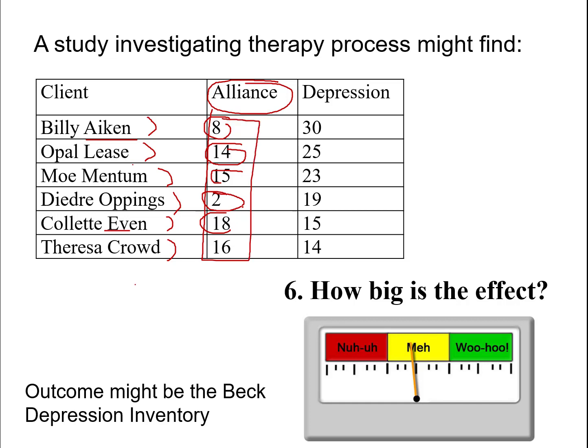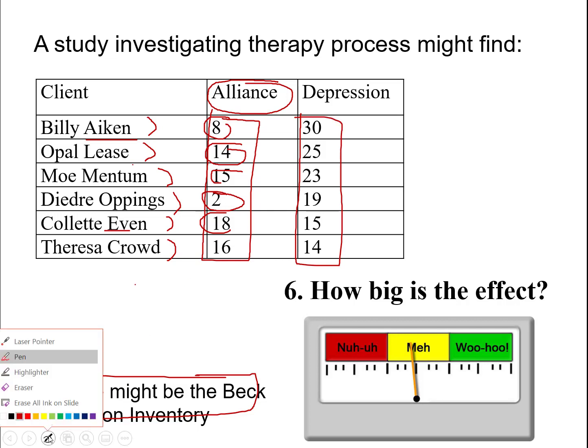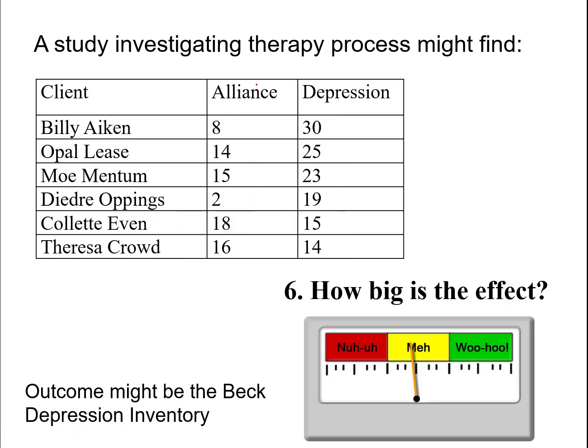And then at the end of their therapy, or maybe after a few months or something, we give them that same Beck depression inventory I mentioned to rate their levels of depression, and we get their score of depression. And so now we have this data here, and we want to know to what extent is there an association between alliance and depression. And just by looking at these numbers, it's kind of hard to figure out, well, what's the strength of relationship here?